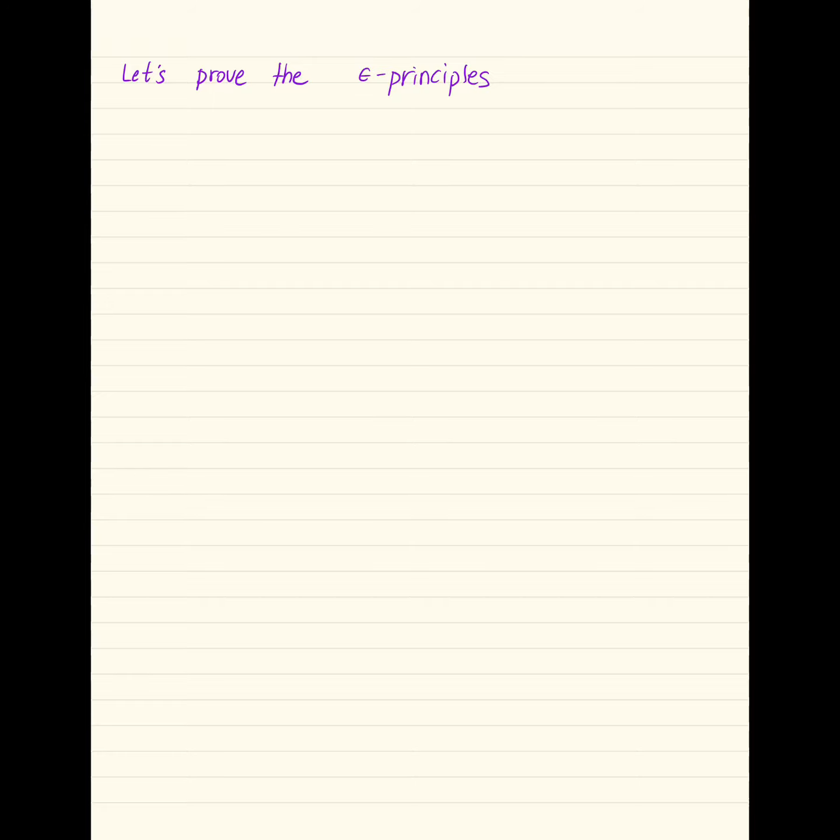Okay, let's prove the epsilon principles. The first one said that if you have real numbers A and B, if for every epsilon greater than 0, A is less than or equal to B plus epsilon, then A is less than or equal to B. For the hypothesis, let A and B belong to R, and suppose that for every epsilon greater than 0, A is less than or equal to B plus epsilon. That's the hypothesis. The claim is that A is actually less than or equal to B.